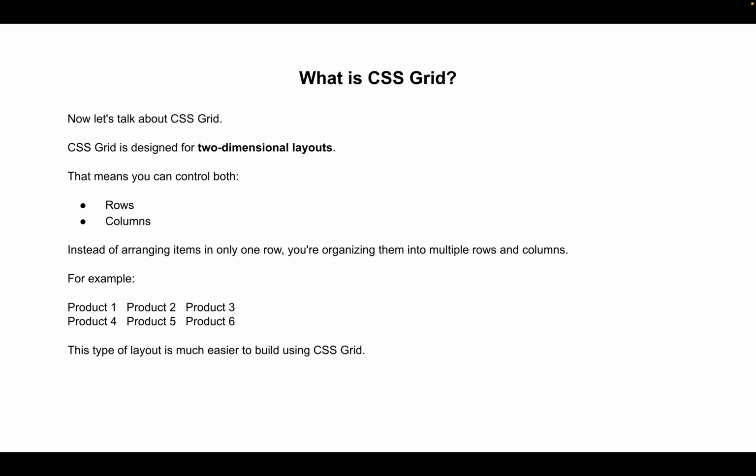For example, product 1, 2, 3, 4, 5, and 6. In this example, we are using a two-dimensional layout, meaning product 1, 2, and 3 are placed in rows and also placed in columns. This type of layout is much easier to build using CSS Grid.